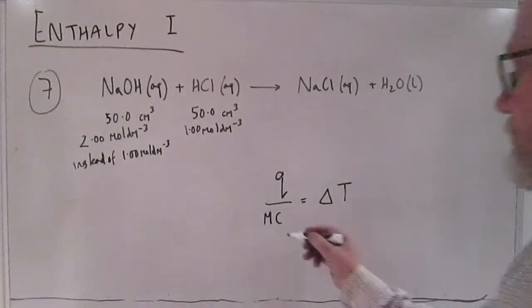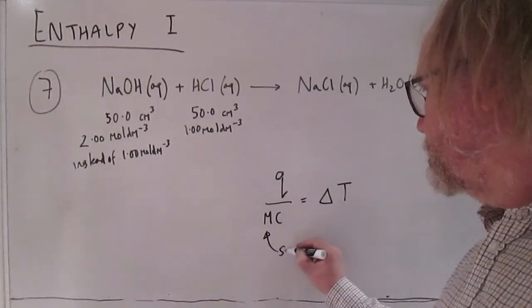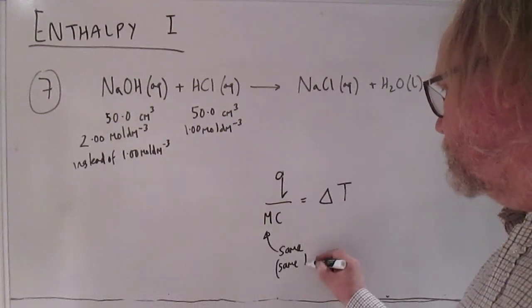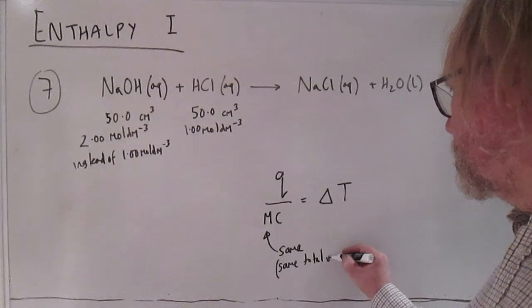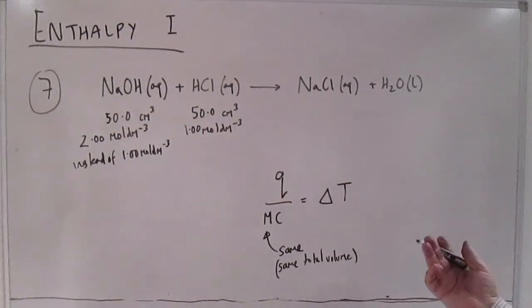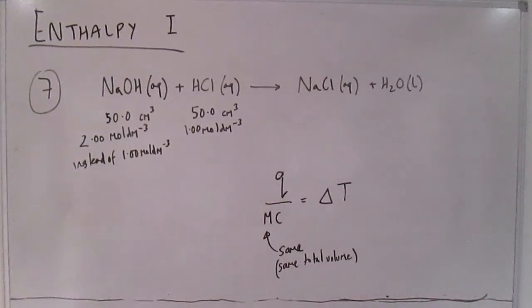So this time you can see that M will be the same because we have the same total volume. Okay, because it's still 50 plus 50, 100 cm cubed, so 100 grams is our estimate of the mass.